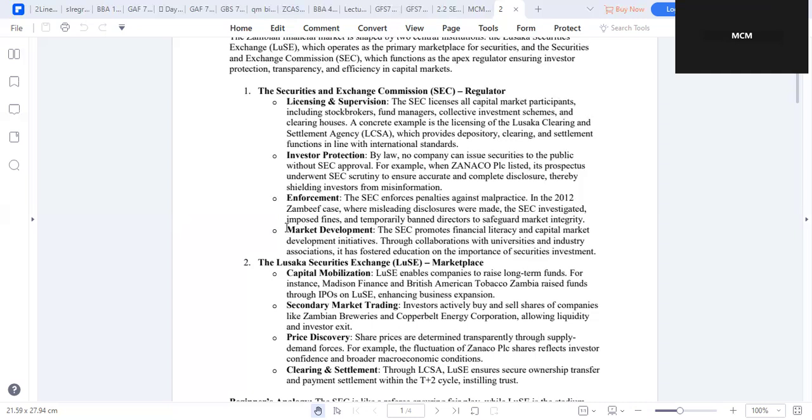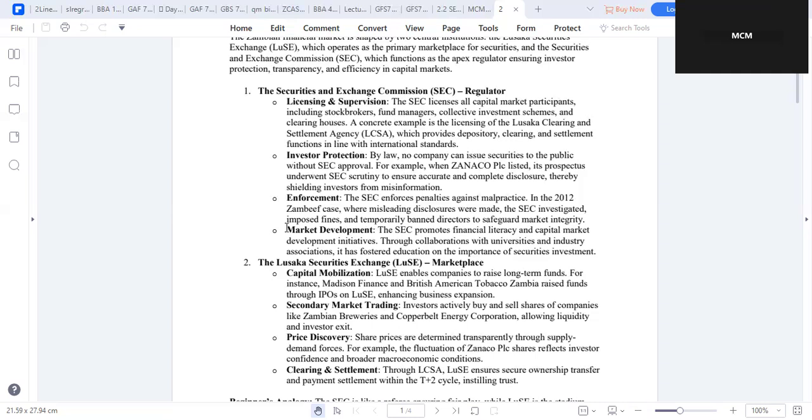Enforcement. It is only SEC that can penalize malpractice according to the statutory laws. For instance, we had Zambif in 2012 where there were misleading disclosures made by the company. So SEC had to investigate and impose fines, and the directors were banned to safeguard market integrity.